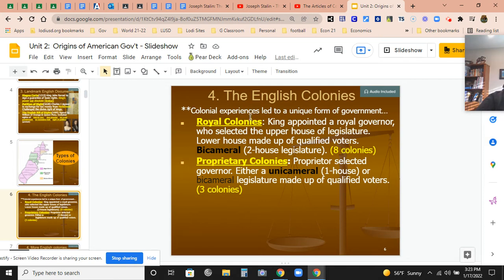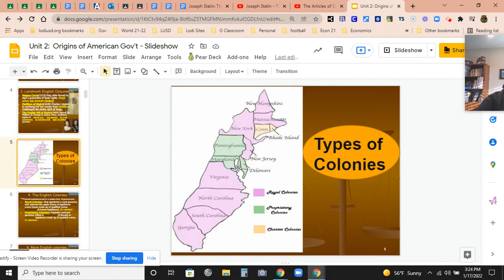The English colonies. Royal colonial experiences led to a unique form of government, and it wasn't uniform. You had those three different versions. In royal colonies, the king would appoint a royal governor who would select the upper house of the legislature, and the lower house was made up of qualified voters in the area. It was a two-house legislature, and 8 colonies had this, as shown above. Then you have what's known as the proprietary colonies. The proprietor selected the governor, and then either a unicameral or bicameral legislature made up of qualified voters. Those were the three in teal here. Looks like Pennsylvania, Maryland, Delaware.